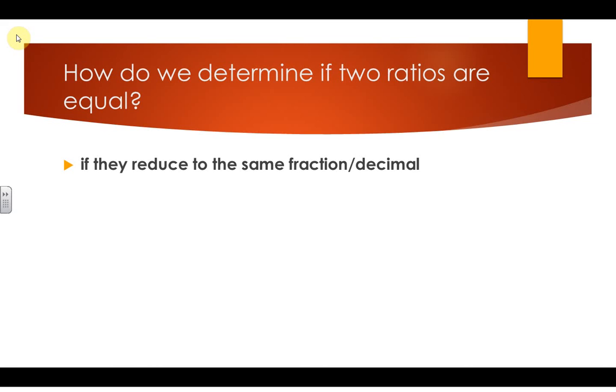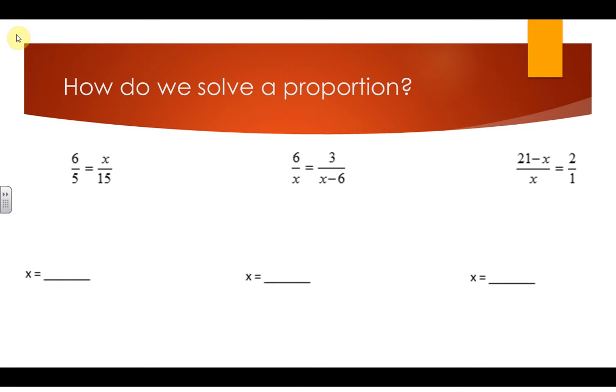How do we determine if two ratios are equal? Well, if they reduce to the same fraction or decimal, they're equal. Or if they cross multiply and equal the same thing, they're equal. So let's do a little bit of remembering how to solve a proportion from algebra. And this should be basically review.